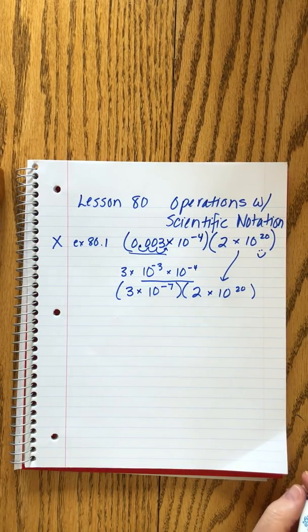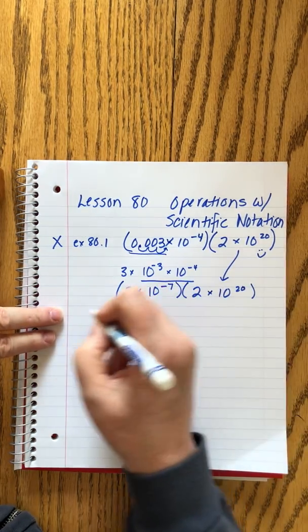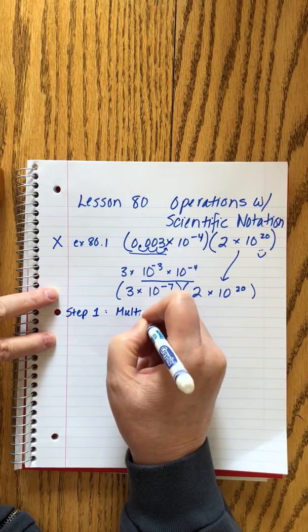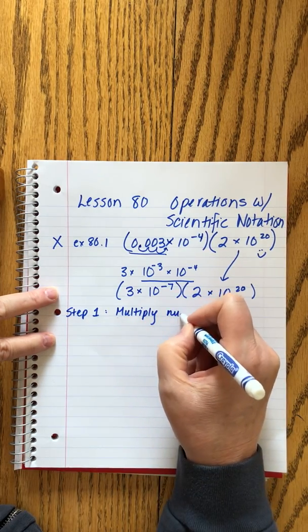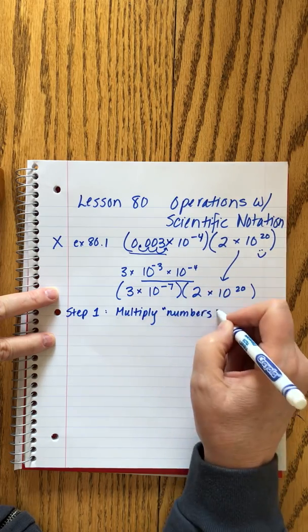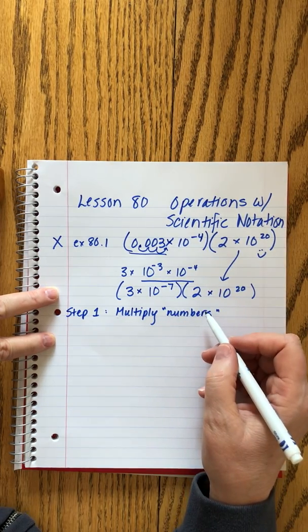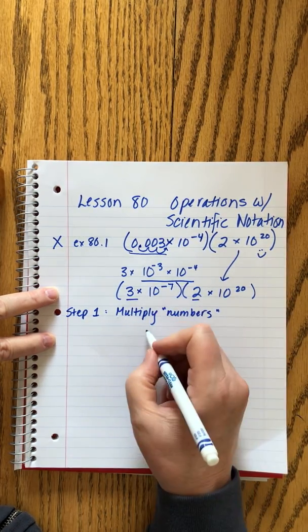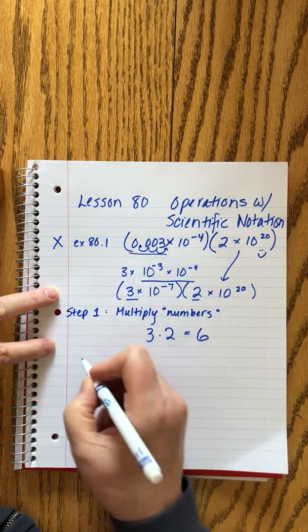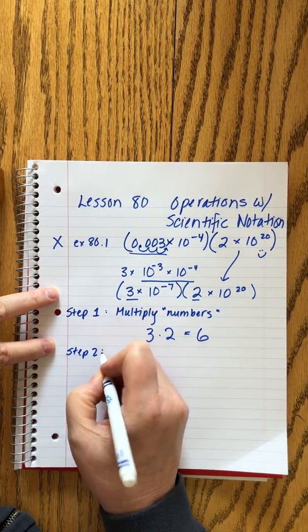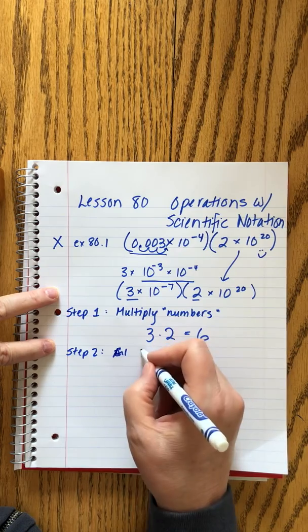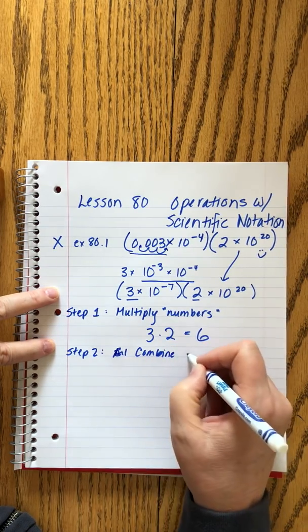Now, to complete our multiplication in scientific notation, I think you've probably seen this before, but I'll remind you. The first step, we multiply the numbers. I could say multiply the one-digit lead coefficients, but I don't want to say all that. 3 times 2 equals 6. And then step 2 is we combine the exponents.